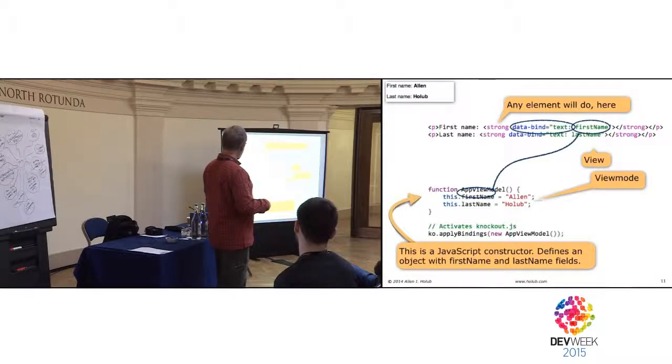Now the other part of Knockout, which is consistent through all of the things that we look at, is this notion of a view model. The basic idea here is that the view model is the data representation. It's a JavaScript object that reflects state that exists on the server.